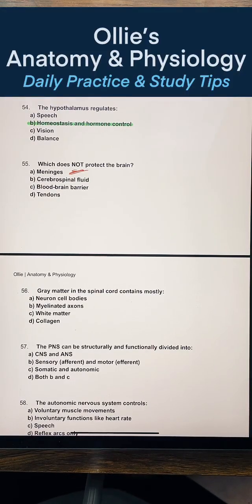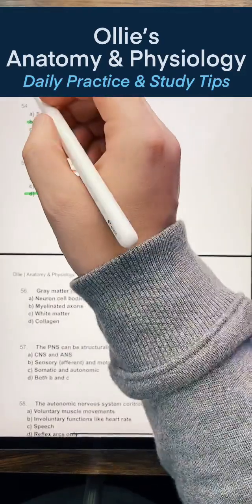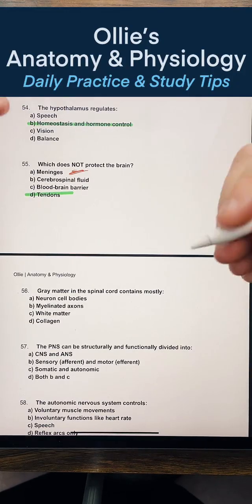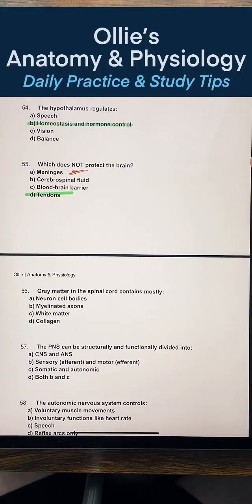Number 55, the answer is D, it's tendons. Tendons do not protect the brain. The meninges, the cerebral spinal fluid, and the blood-brain barrier, the BBB, protect the brain. Tendons connect muscle to bone.